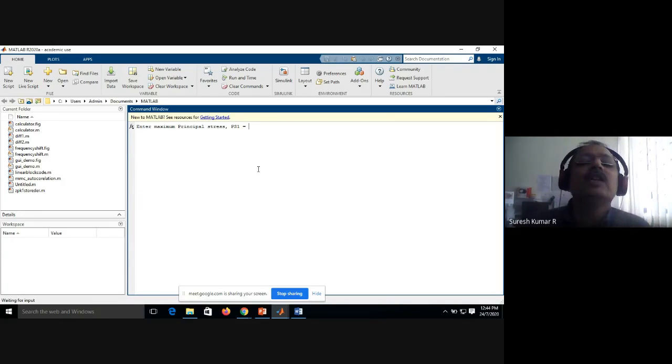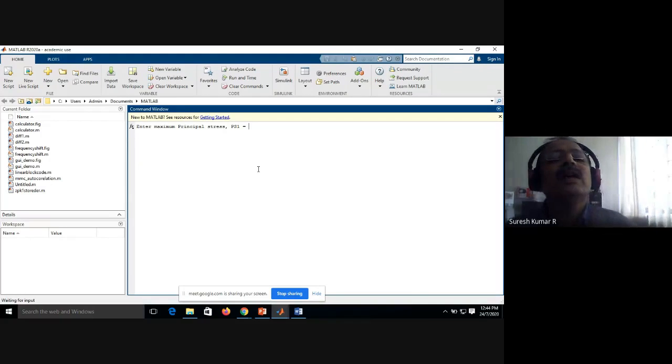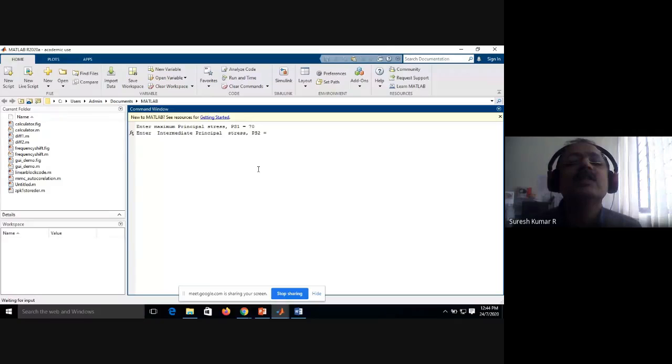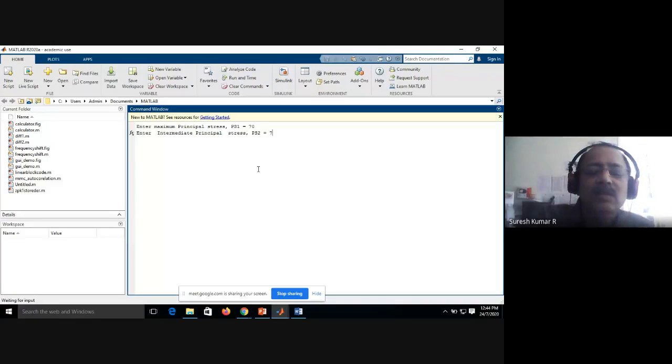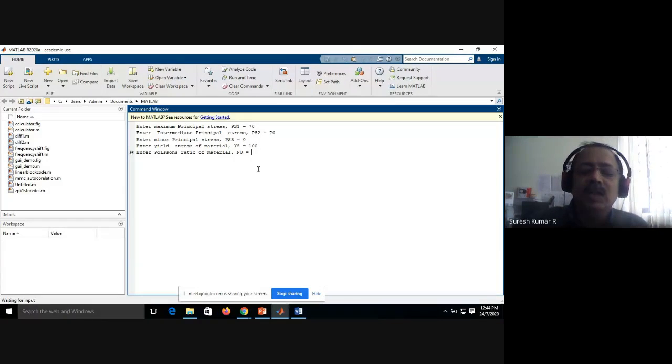So once I enter the entire code, here it is asking me to enter the maximum principal stress PS1, that is sigma 1, which we have 70 here. Then sigma 2 also I have 70. Sigma 3 I have 0. Then yield stress, we took it as 100 in the problem. And the Poisson's ratio is 0.2.